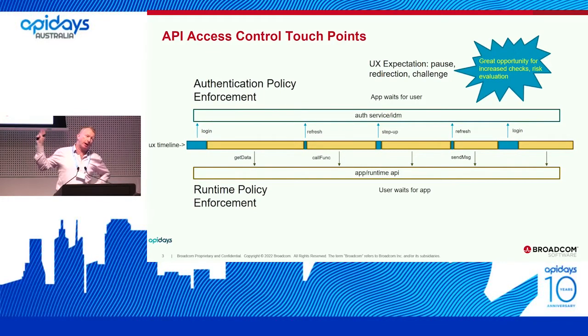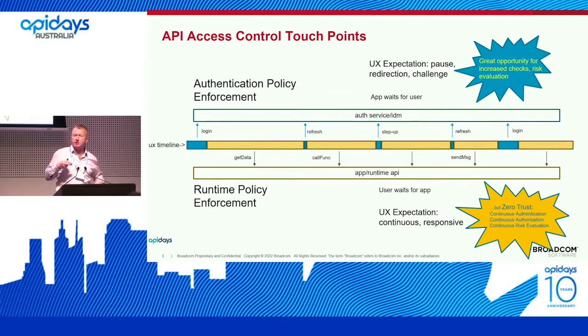That's the bottom part of this diagram. This is where the API runtime policy comes in. This is where you really need to make sure that things are happening in line with user expectation as they browse across the application, drill down on some data, get more data refreshed. It needs to be really snappy for them.